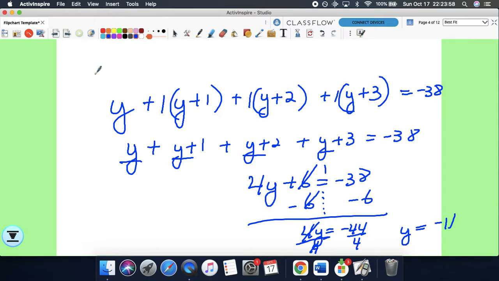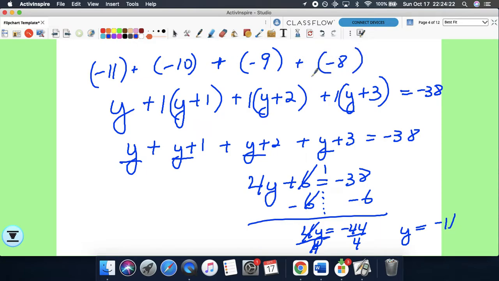So my first number is negative 11. If I add 1 to that, I get negative 10. If I add 2 to that, I get negative 9. And if I add 3 to negative 11, I get negative 8. So let me put this parenthesis here. It's negative 11 minus negative 10 minus negative 9 minus negative 8. Does that equal negative 38? If you take the time to do it, you'll find out that they are. So those are your numbers.